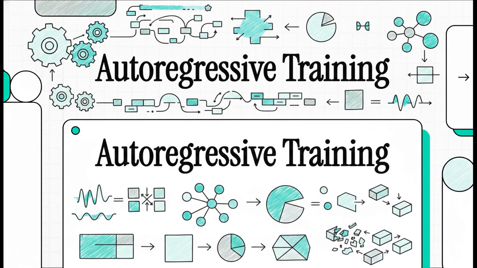So today, our goal is to completely deconstruct this. We're going to look at how these massive AI engines actually learn to generate text.